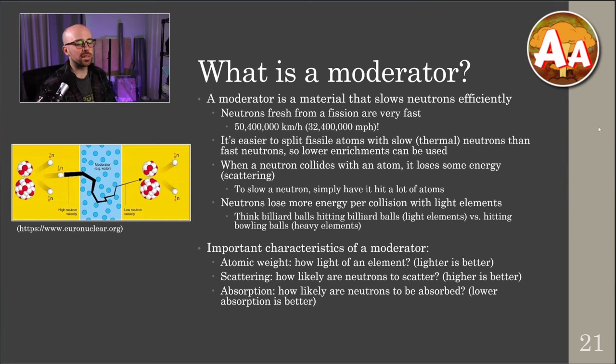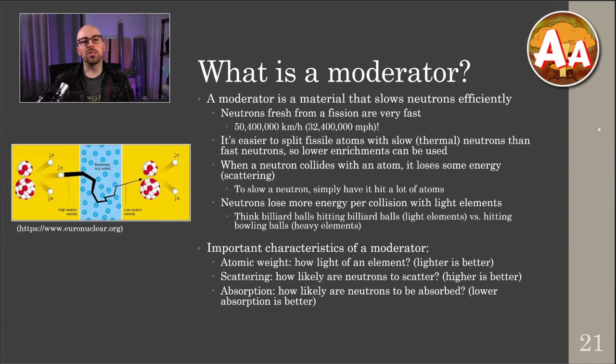Now, not just any atoms. It's important to note that neutrons will lose a lot more energy per collision with a light element. I may have touched on that earlier with the periodic table. Think of playing billiards or pool. When the cue ball and the numbered ball you're hitting are the same size and weight, they transfer energy easily and slow down a lot when they hit each other. But if a tiny rubber bouncy ball hits a bowling ball, it's just going to bounce right back off and keep almost all its energy. So you want the light elements, you want billiard balls.